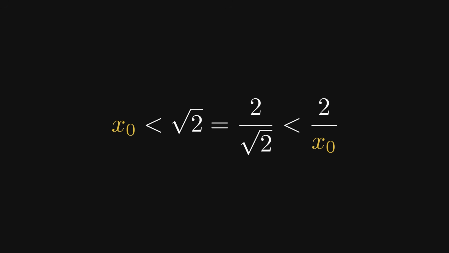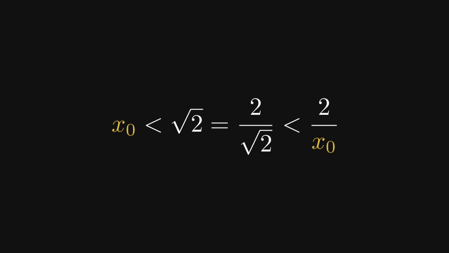Because of its definition, x0 is less than the square root of 2. As the square root of 2 equals 2 over the square root of 2, we also get that 2 over x0 is larger than the square root of 2. In other words, the square root of 2 is somewhere between x0 and 2 over x0.